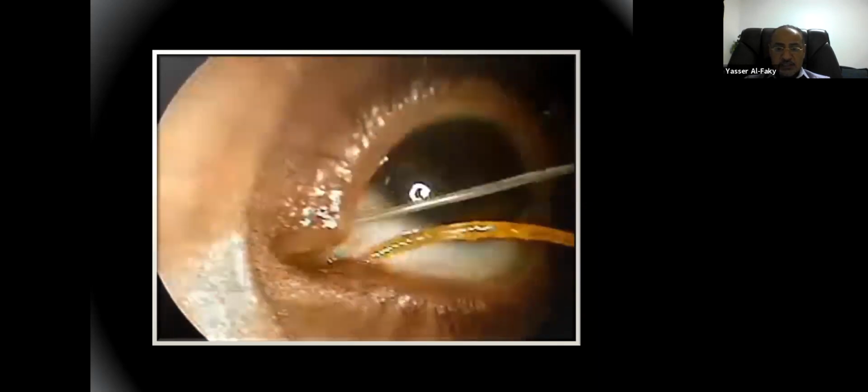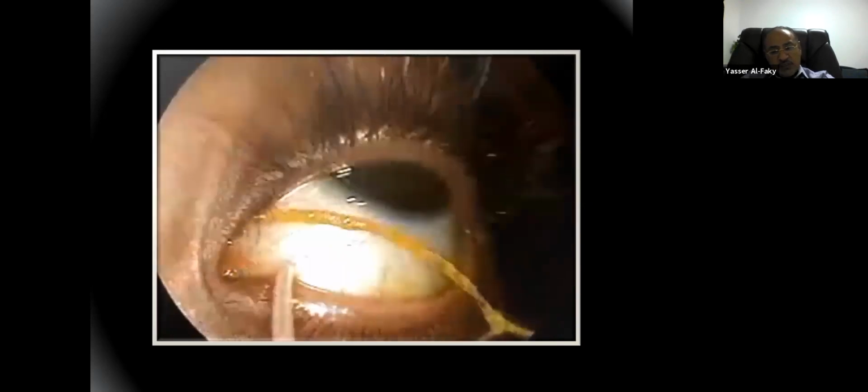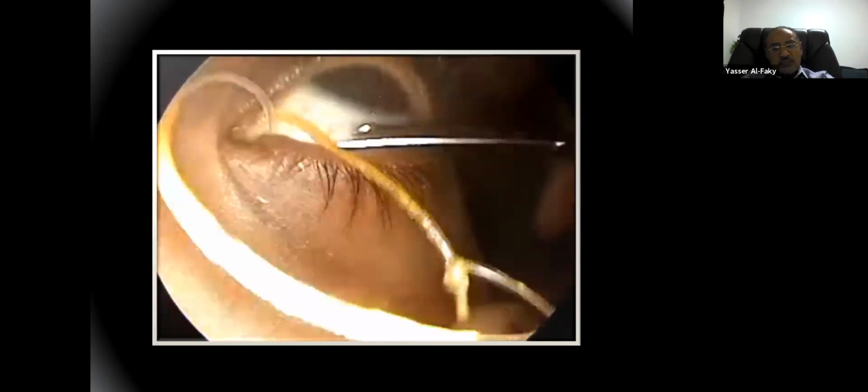Okay. And it comes easily, by the way. Once the knot is out, just cut it medial to the knot. So when you pull it, it comes completely with you. Okay. Clear? Do you have any question?